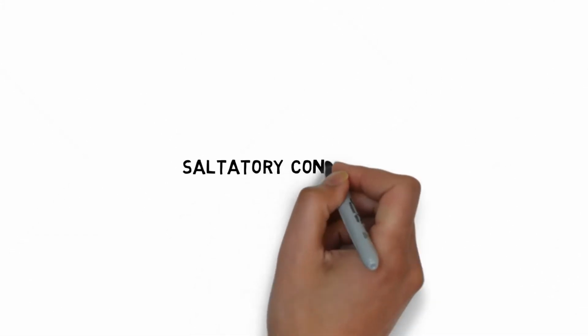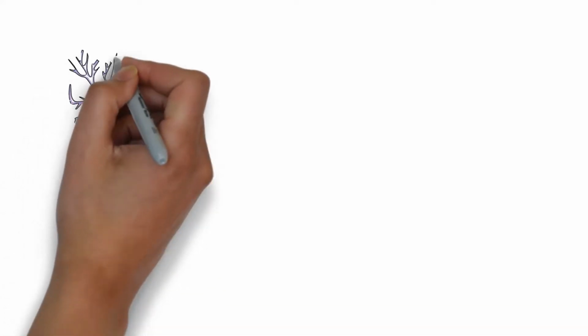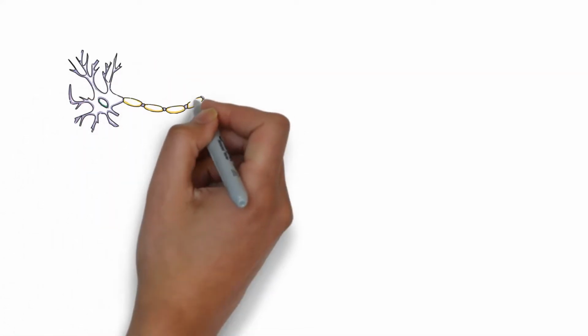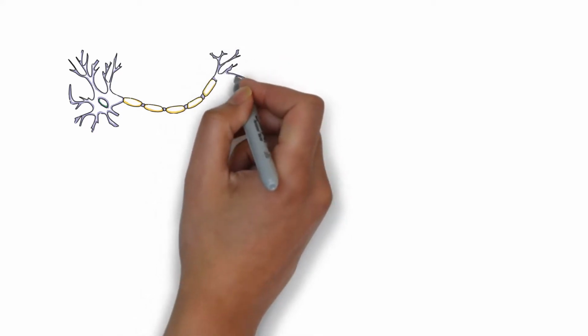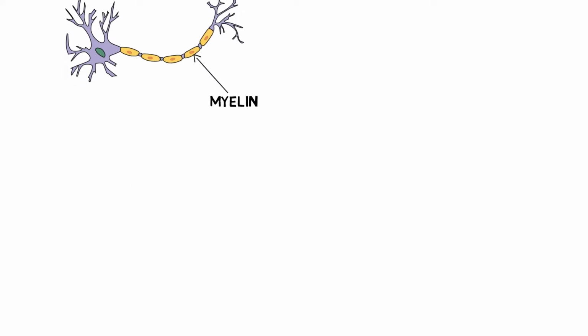This is the video on saltatory conduction. Our nerves are responsible for transmitting all of the data from external and internal stimuli. This transmission process needs to be achieved incredibly rapidly, so it's a good thing our nerves are myelinated.